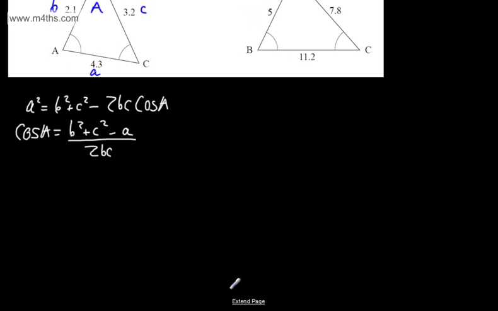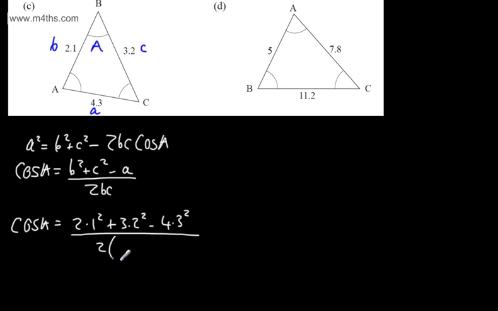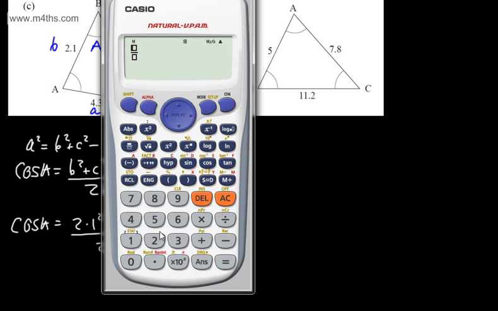So what we can say using the bottom one now is the following. We can say that cos A will be equal to b squared, which is 2.1 squared, plus the 3.2 squared, minus the 4.3 squared, divided by 2 lots of b, which is 2.1, multiplied by c, which is 3.2. So if we get a value for that, let's put that in. So we want 2.1 squared.